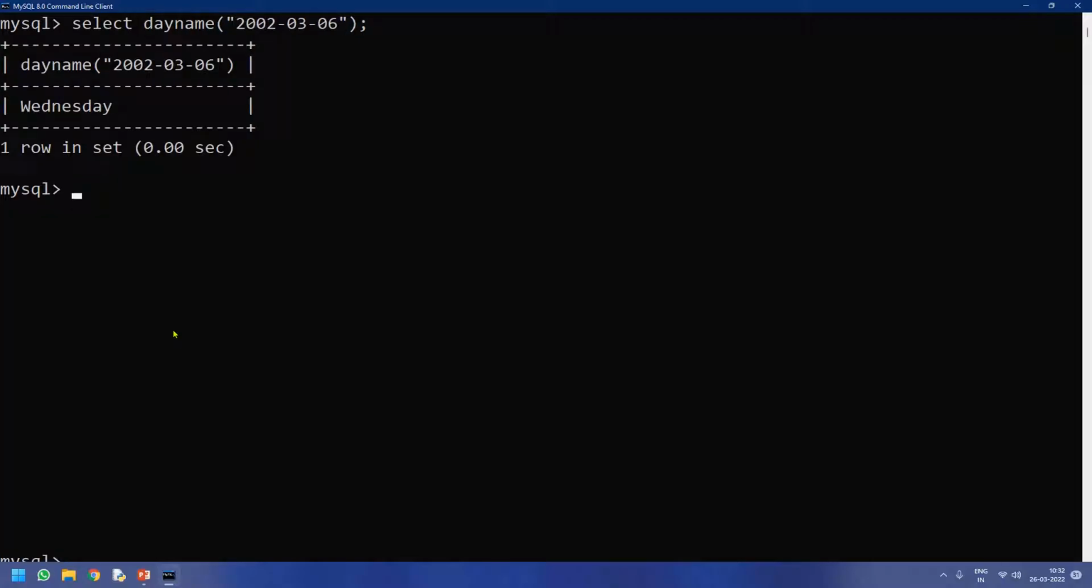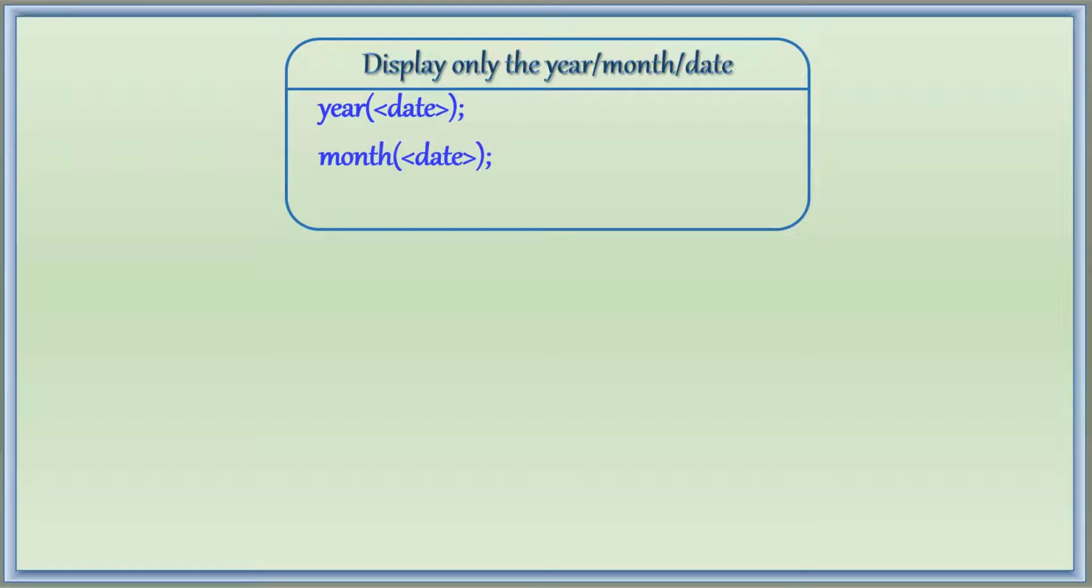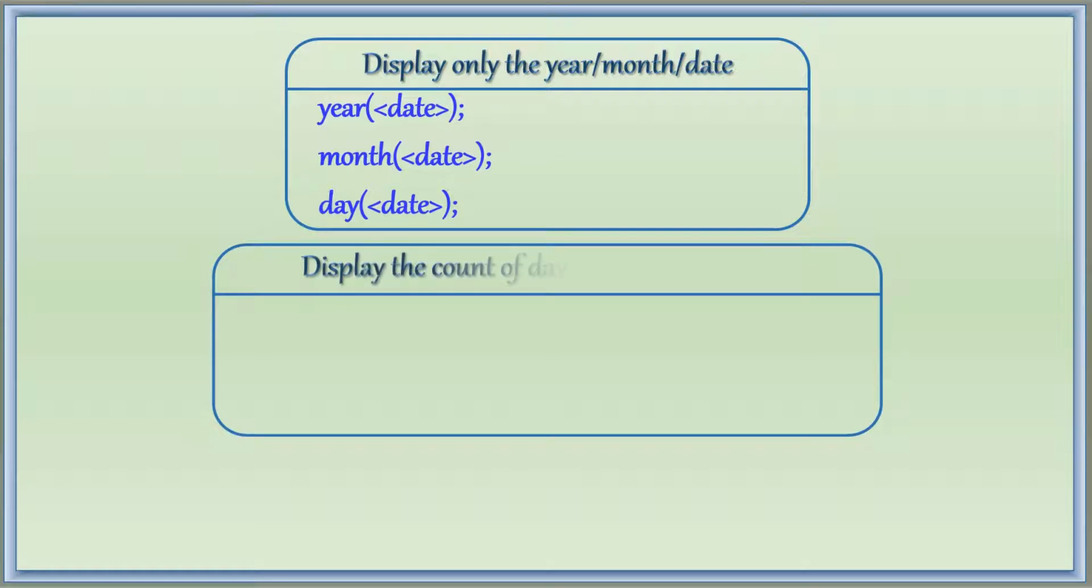Let us see a few more functions. To display only the date, month or year, any one of these you want to extract from the given date, accordingly we can use the methods. year(date) will extract only the year from the given date. Similarly, month(date) and then day(date). If you want to count the day of year or month or week, we have functions for that also.